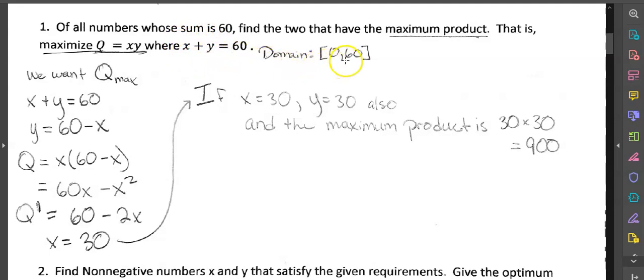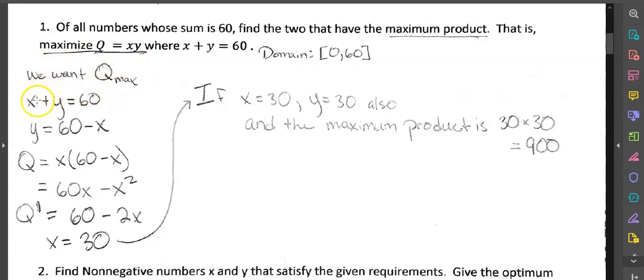And then if their sum is 60, then the greatest that your number can be, if one number is 0, the other number has to be 60. Otherwise, if one number goes beyond 60, then you're going back to the negative numbers. So that's why your domain is from 0 to 60. And it's telling us to find the maximum product. We're trying to maximize Q, which is xy. So you write a little note here, you're looking for Q max.